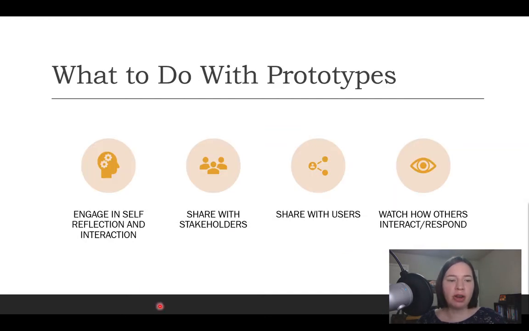You can explore it by yourself, by having self-reflection on it and different interaction with it. You can share it with stakeholders. So if someone's paying you to create this design, you can show them a mock-up of it and say, hey, what do you think about this? Do you think this is going to work? You can actually show it to users, and you can watch how they interact or respond.